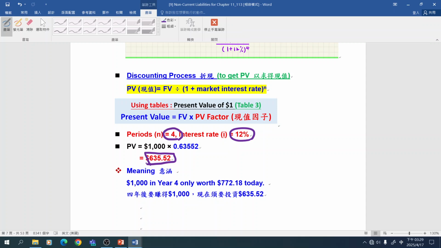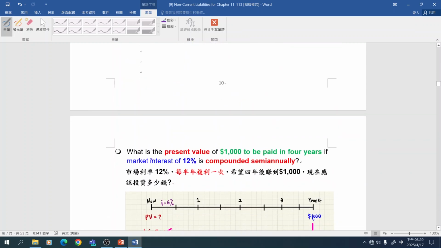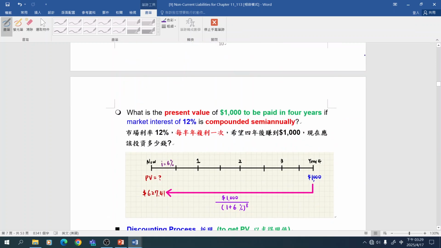So in the same case, the only difference is that the interest is incurred more often. Look at your note on page 11. What happened? Compounding semi-annually. So what's the key word? Semi-annually. What does it mean? Every 6 months, your interest incurs, right?